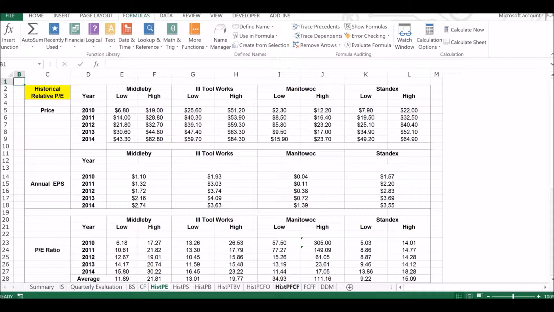Basically what each one of these models is doing is comparing your company to a peer group and looking at how much the average investor is willing to pay per dollar of earnings, sales, book value, and so on, and looking at your company and what investors are willing to pay for that.